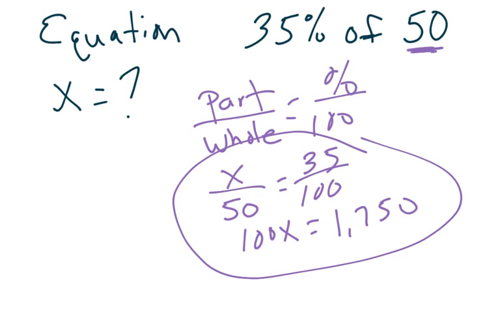Okay? So now I'm solving for x. I'm going to divide by 100 on each side to isolate x. By 100 on this side. So x is going to be equal, I can just move my decimal point, 17 and 5/10. Okay, so that's how we would solve that one.